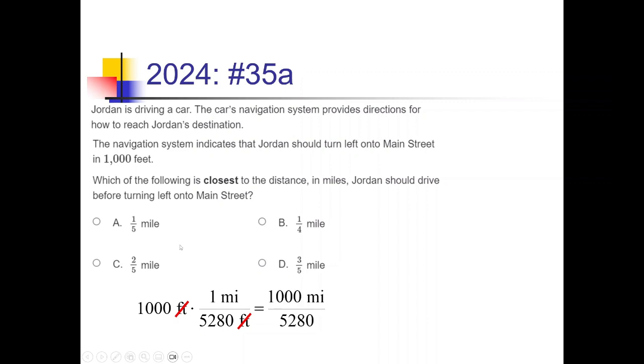Now they wanted to know what was the closest to that. So although you could do it on the calculator, you could just reduce this. This is close to 1,000 over 5,000, which would reduce to 1/5. So 1/5 of a mile, and there's an answer choice for that, choice A.